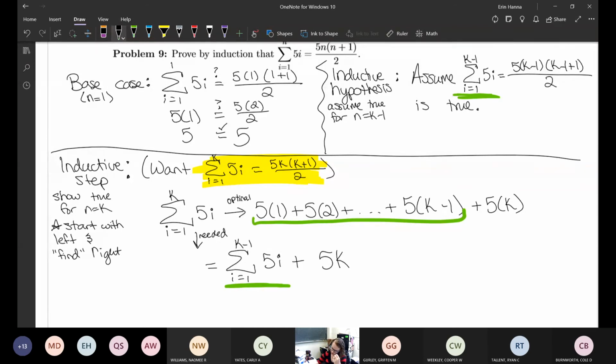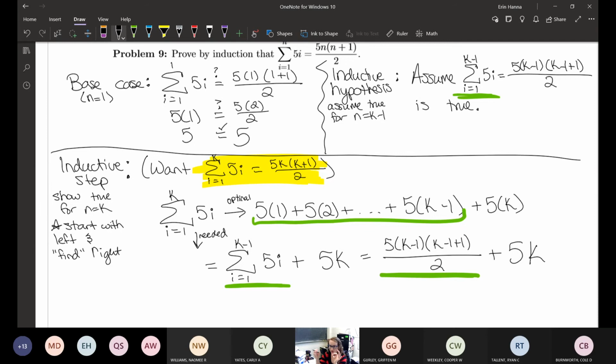And then the point is that the k minus 1 thing in the inductive hypothesis is equal to something else. So we say that that's equal to 5(k minus 1) plus 1 over 2, plus 5k. We replace that k minus 1 sum with the thing we assumed it was equal to in the inductive hypothesis. So you start with the left side. You essentially create the inductive hypothesis within it.